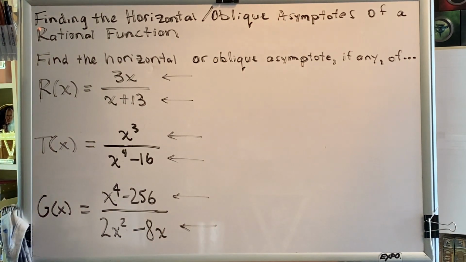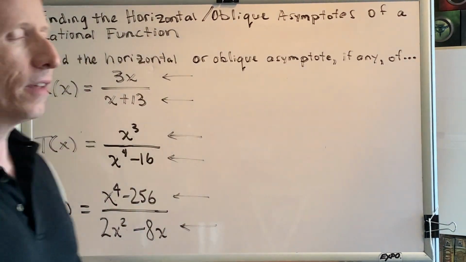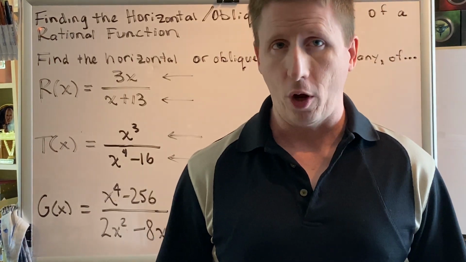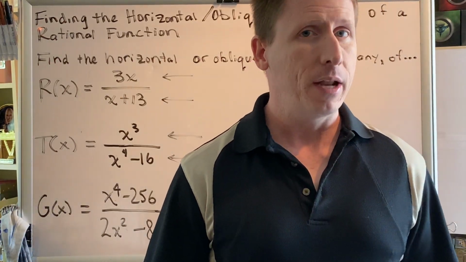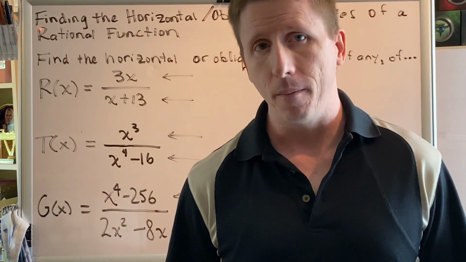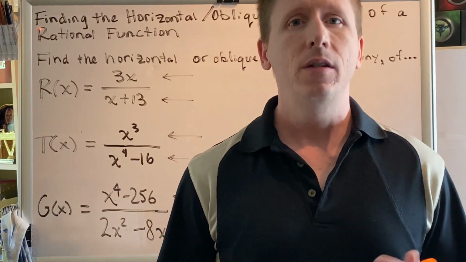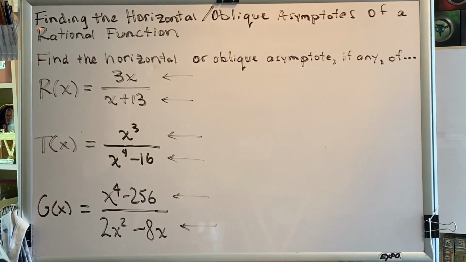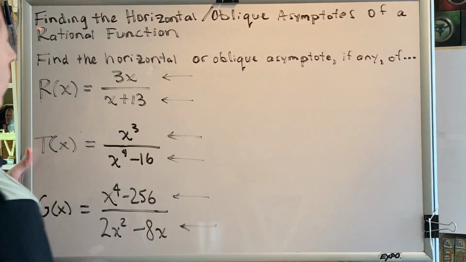The steps for determining the horizontal or oblique asymptote of a rational function are to determine the degree of the numerator polynomial and the degree of the denominator polynomial, and to compare them. And then based on that comparison, take one of four different actions. So let's determine the degree of each polynomial.